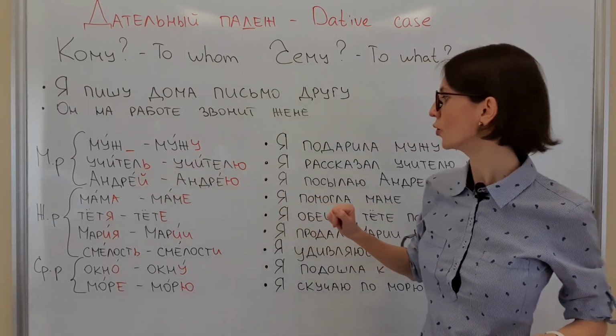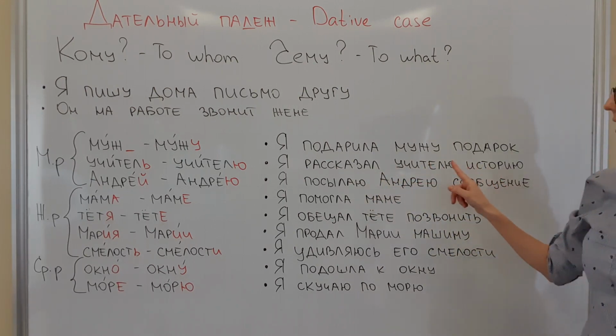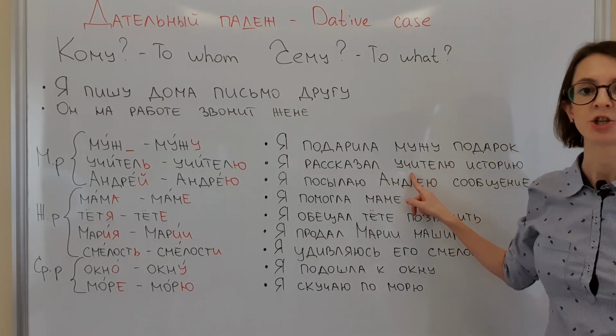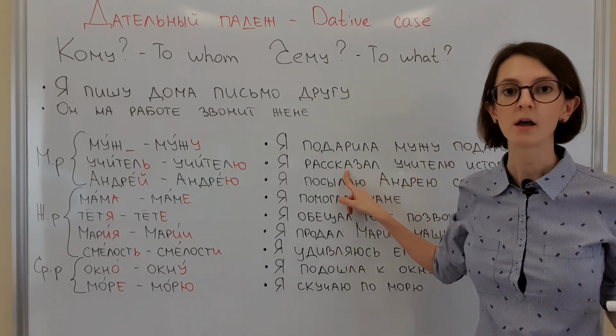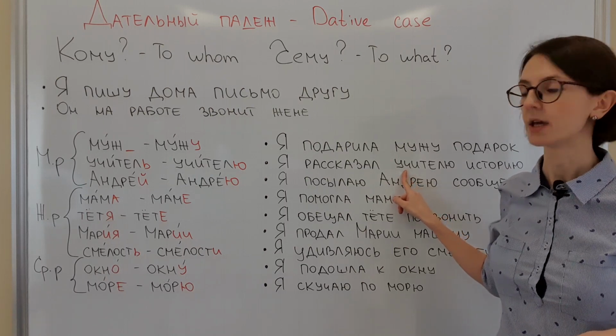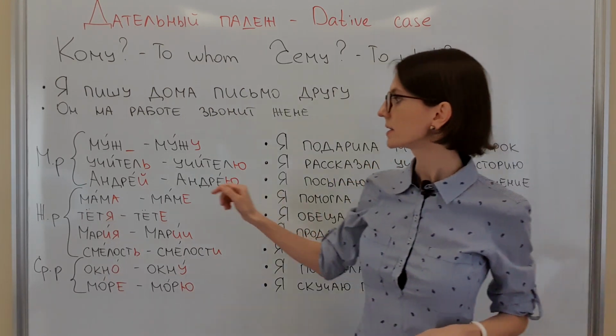Учитель, учителю. Я рассказал учителю историю. I told a story to a teacher. Again, after the verb рассказать, to tell, with the recipient we use dative case. Я рассказал учителю историю. Next one.